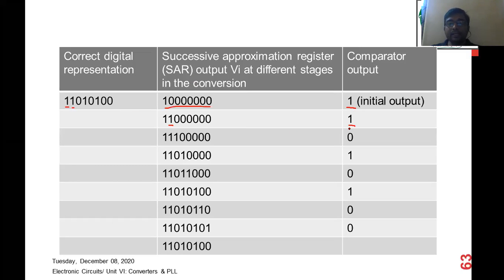If it is again greater, the third MSB would also be 1 and the remaining bits remain 0. Now this third digital equivalent is compared with Vi. Now Vi is less than this. Then what happens? A 0 would be the comparator output. So because of that, what happens?